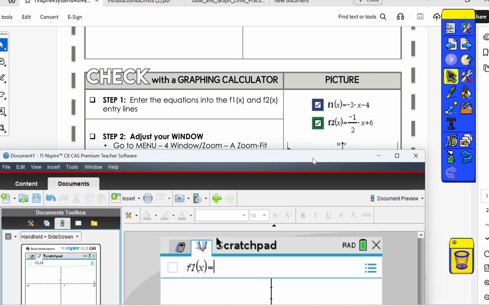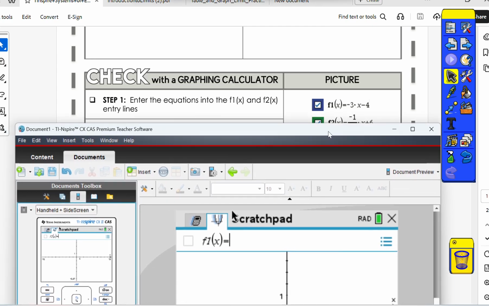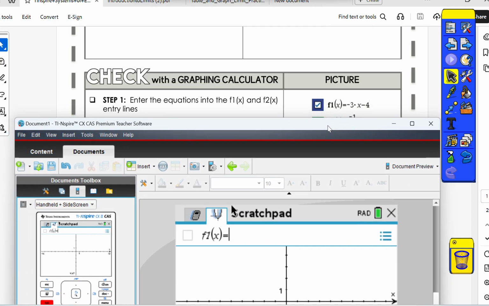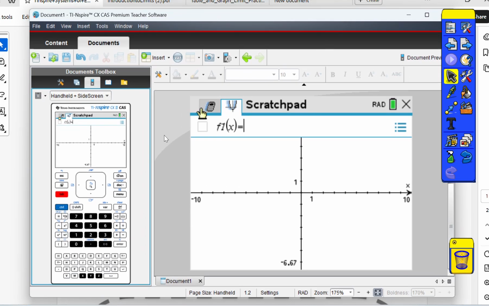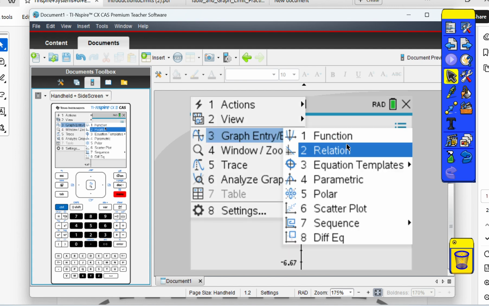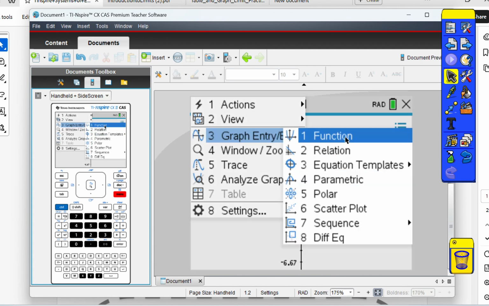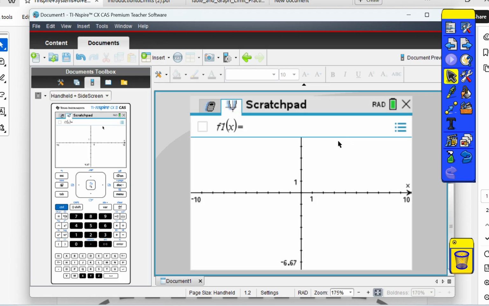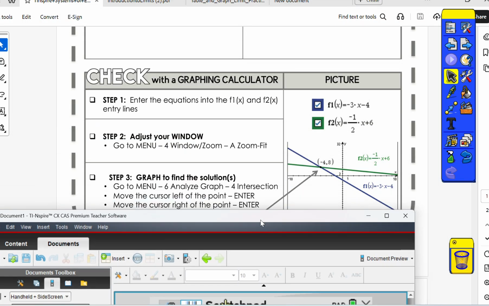We have two equations, right? They're both already y equals. So if you're not in f of x mode, you're going to go to menu, graph entry, number 1. Go back to function. Okay, let's type those two in that we have.